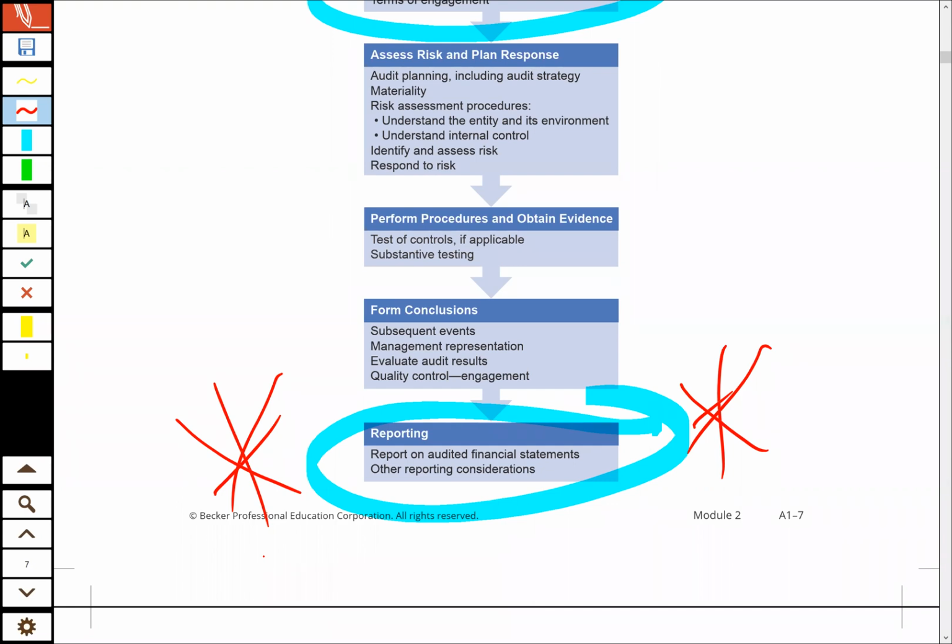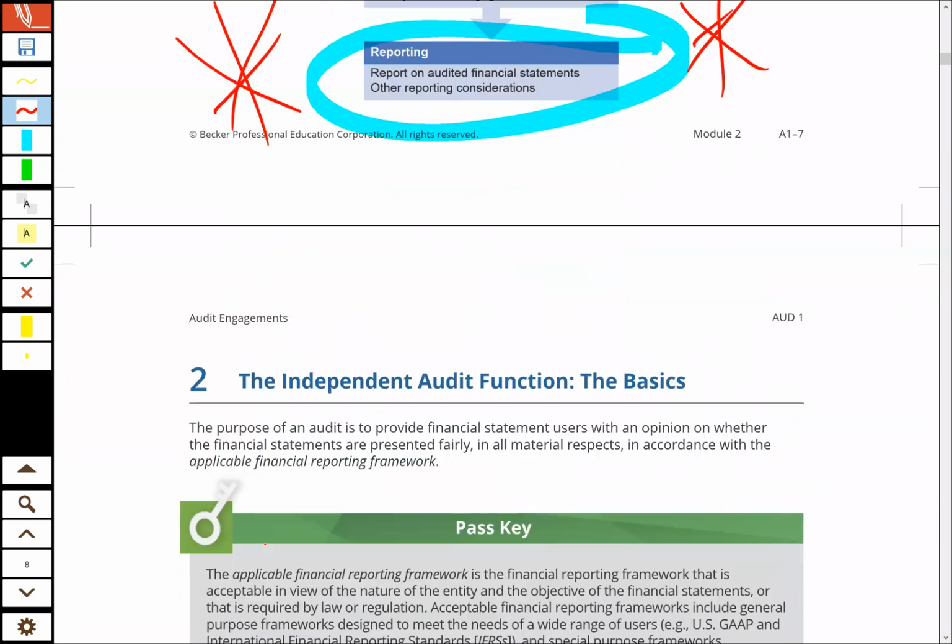And then after that, we're going to have some flashcards around how we will modify the unmodified opinion for various circumstances that come up. So we're really going to be focusing here.